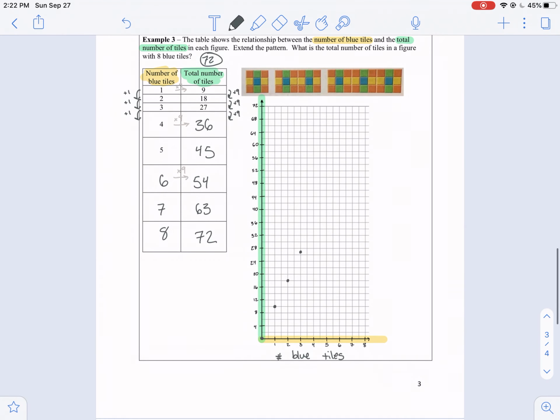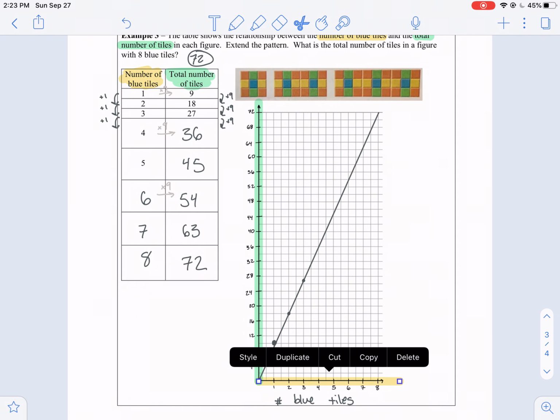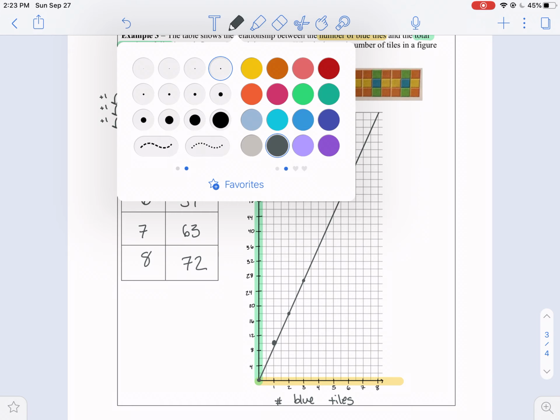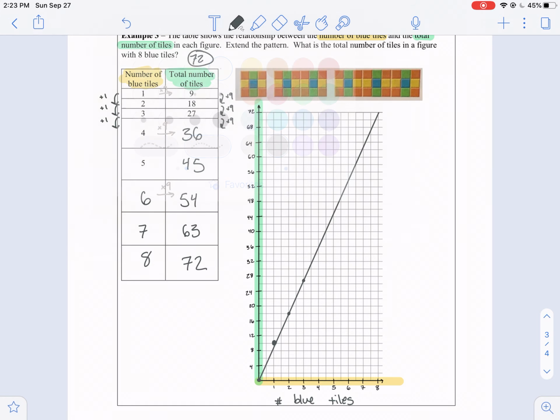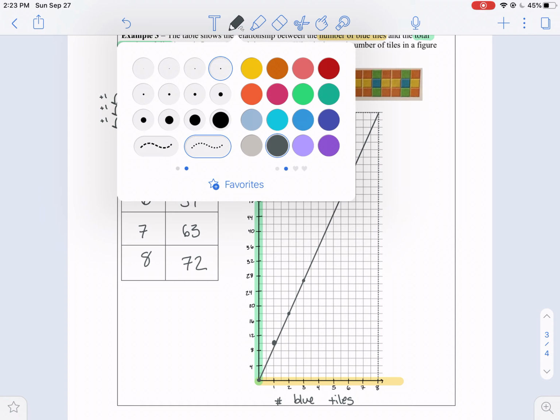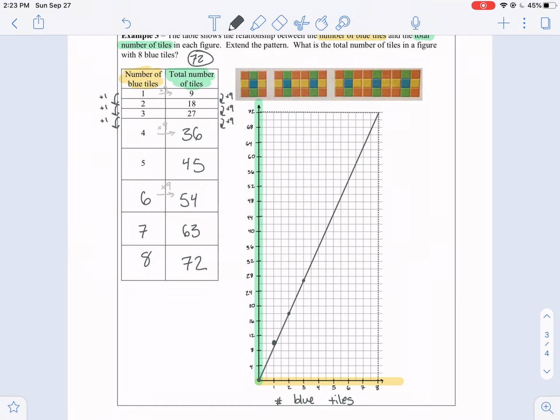Now that we have our dots on here, did I graph this correctly? It looks messy. Oh well, we're going to connect the dots like literally. There you go. And when we have 8 tiles, we're going to take a line and see what matches up from there. So 8 brings us all the way up to 72. Awesome. Just like our table said. Here we go. So when we have 8 blue tiles, we have 72 total tiles.